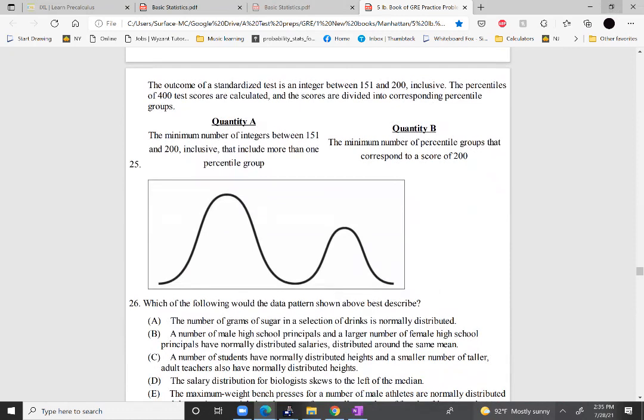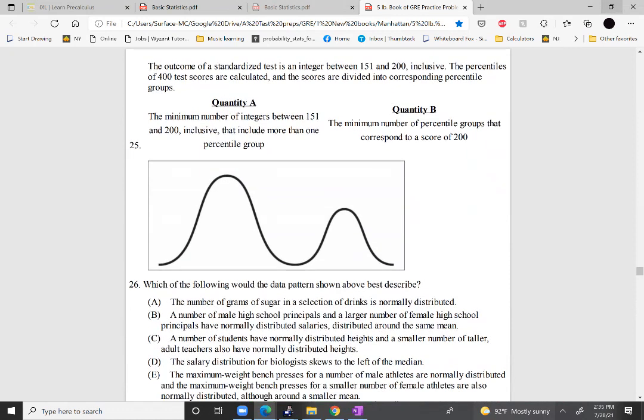The outcome of a standardized test is an integer between 101 and 200. The percentiles of 400 test scores are calculated, and the scores are divided into corresponding percentile groups. What is the minimum number of integers between 151 and 200, inclusive, that include more than one percentile group? And the minimum number of percentile groups that correspond to the score.